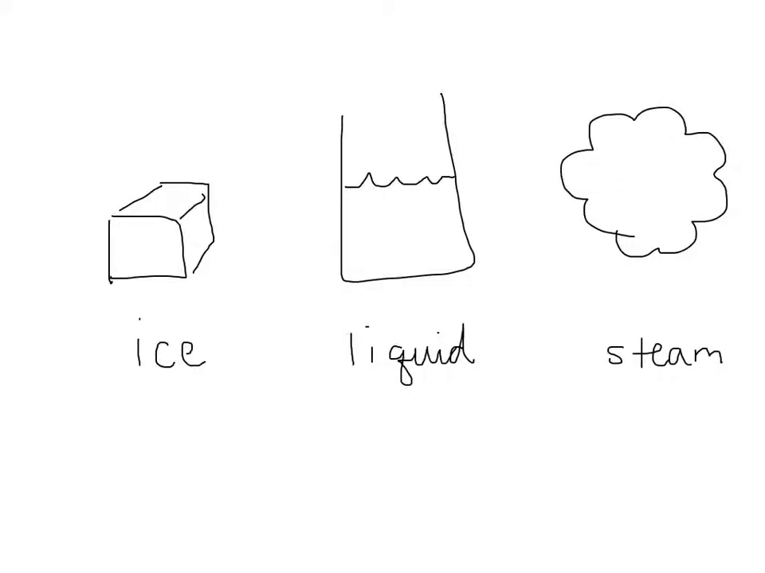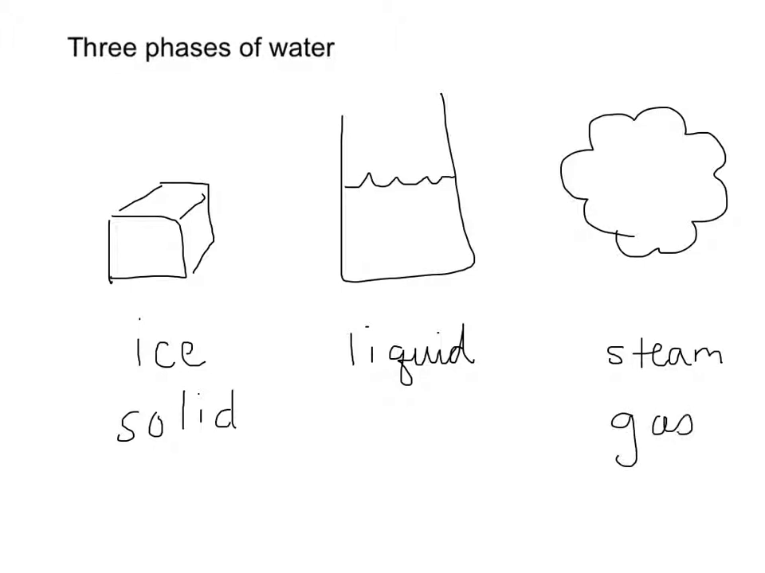The purpose of this video is to discuss the three phases of water. Water comes in as an ice form, a liquid form, or a steam form. You're quite familiar with these, and I'm sure you've experienced them in your everyday life. When water is ice, it is what we call a solid. When it's liquid, of course it's liquid, and when it's steam, it's a gas.